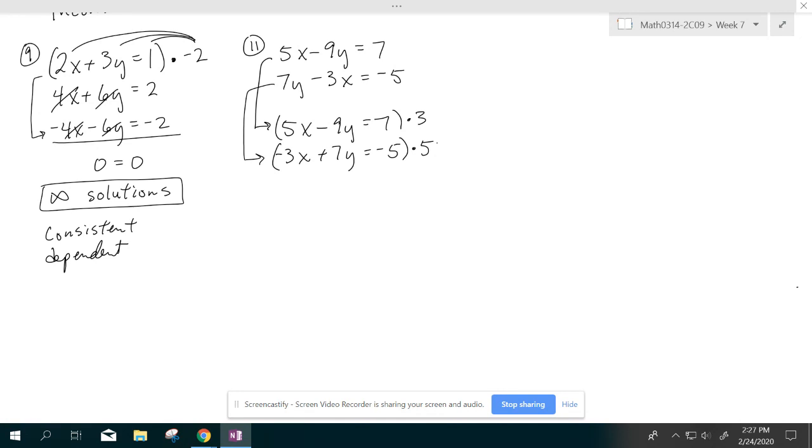Okay, so what is positive 3 times 5? Positive 15, right? 5 times negative 3. And then 15 minus 15? Do you see why I want to keep these positive? Because the signs are already opposite. So now let's distribute.